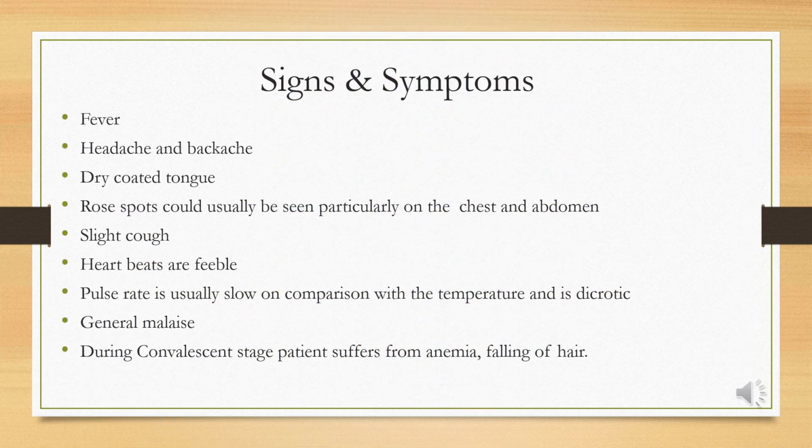Signs and symptoms. When a patient is affected by typhoid, they will have fever, headache and backache, dry coated tongue, rose spots would usually be seen particularly on the chest and abdomen. They will have slight cough, depends upon the infection. Their heartbeats are usually feeble. Pulse rate is usually slow in comparison with the temperature and is dicrotic. General malaise. During convalescent stage, patient suffers from anemia, falling of hair.